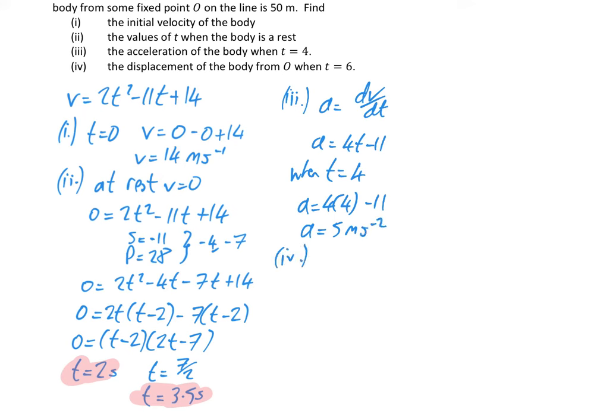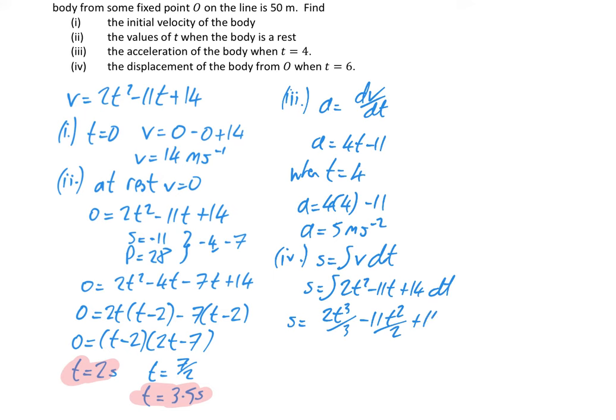Part 4, last part of this question, says find the displacement of the body from O when t is equal to 6. So you've got to find your displacement. Displacement is your velocity integrated. So we're integrating, let's write down what we're integrating. We're integrating 2t squared minus 11t plus 14, integrating with respect to t. If you do that, you will get 2t cubed over 3 minus 11t squared over 2 plus 14t plus c.